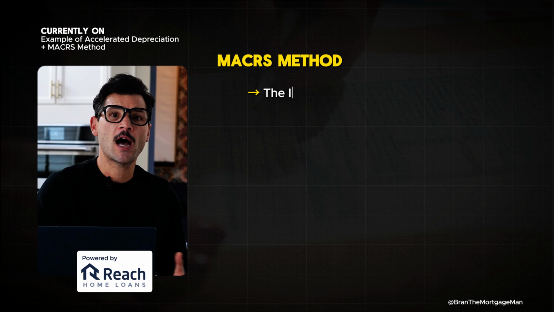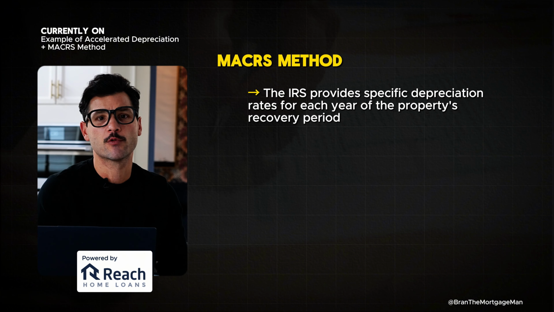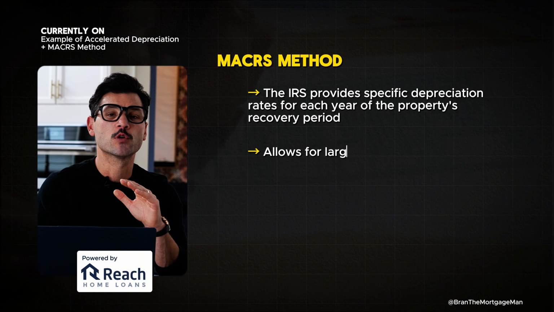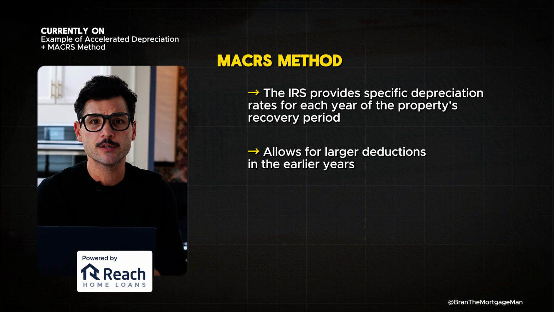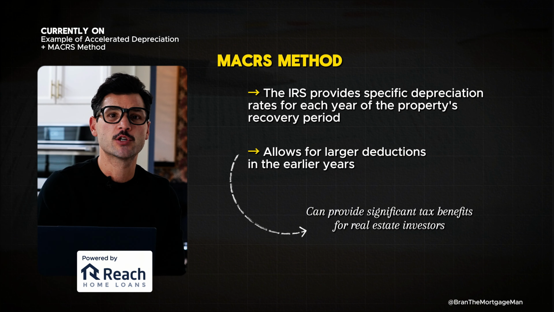Now, here's an example of accelerated depreciation using the MACRS method, which assigns a recovery period of 27 and a half years. So under the MACRS method, the IRS provides specific depreciation rates for each year of the property's recovery period. Accelerated depreciation methods like MACRS allow for larger deductions in the earlier years, which can provide significant tax benefits for real estate investors, especially during the early years of property ownership. So here's an example of how that works in a 5-year period.